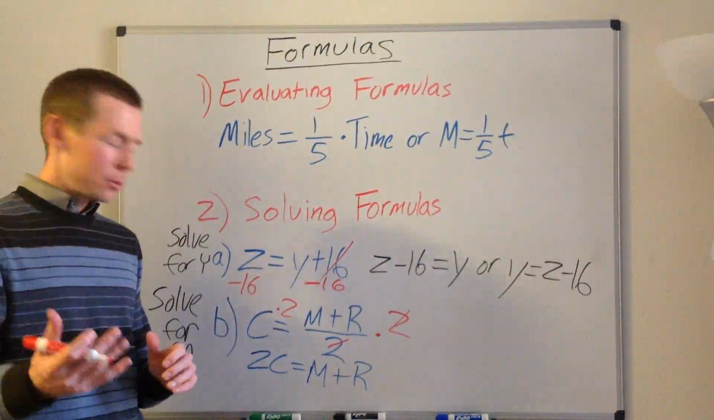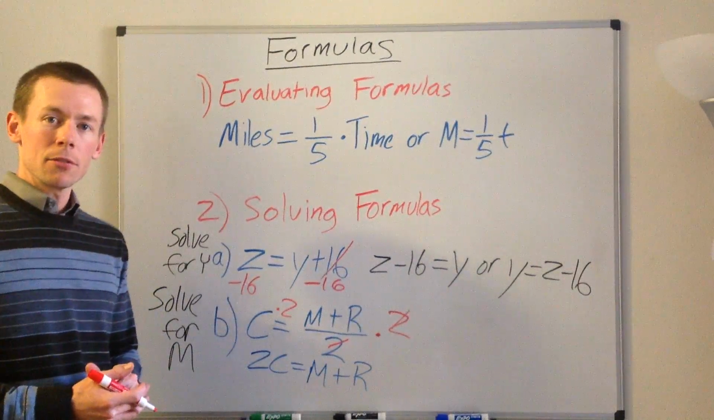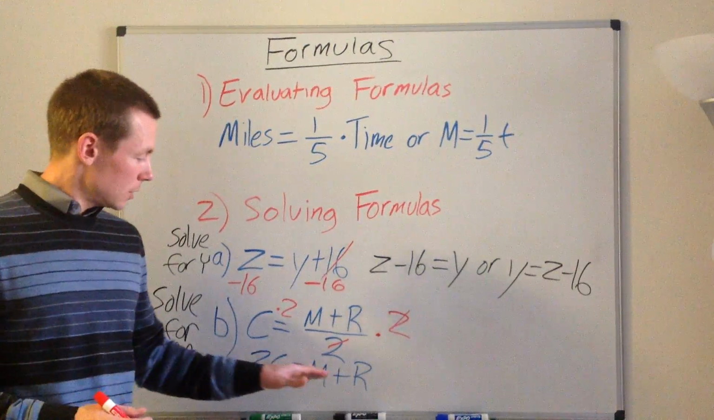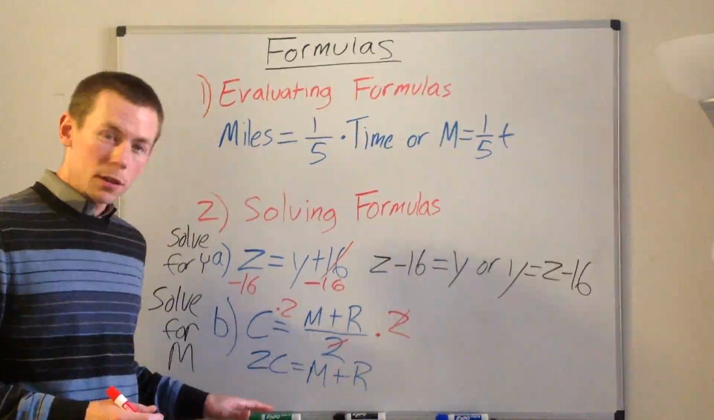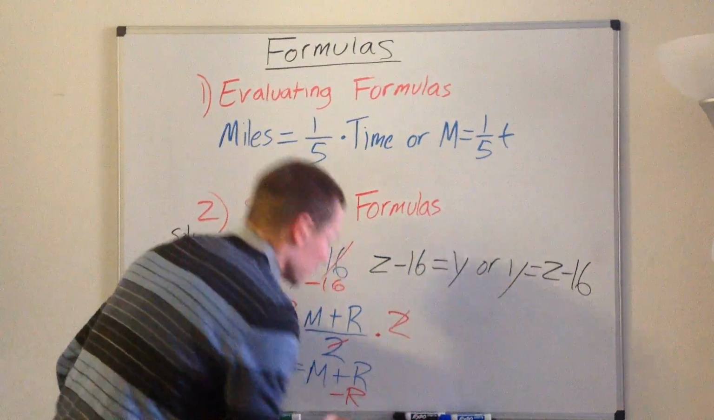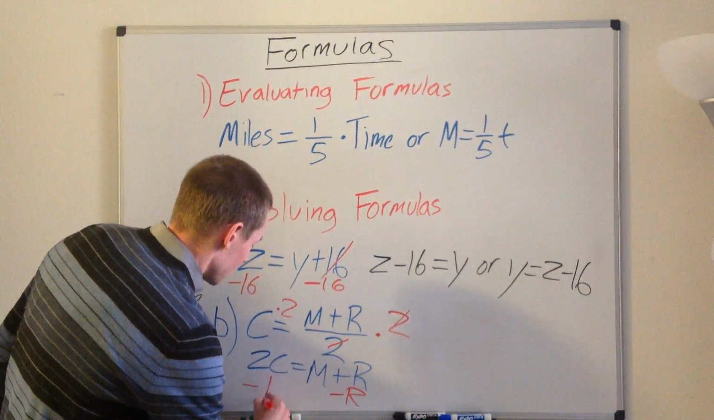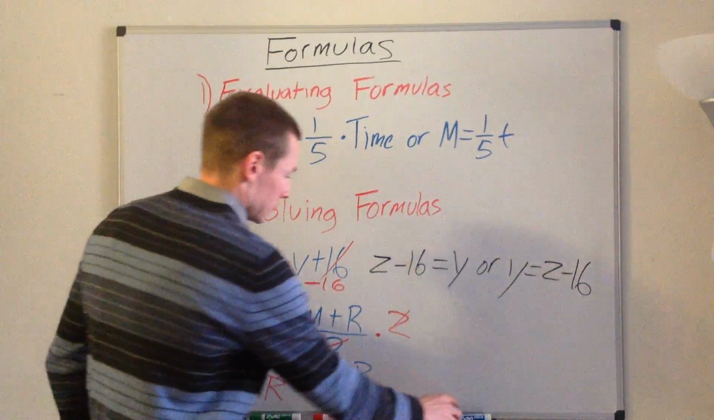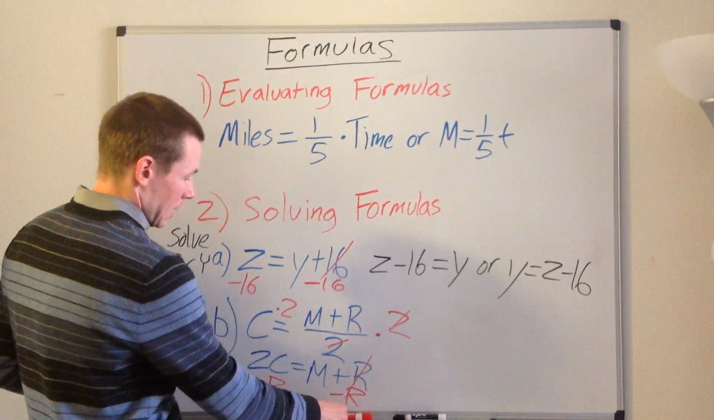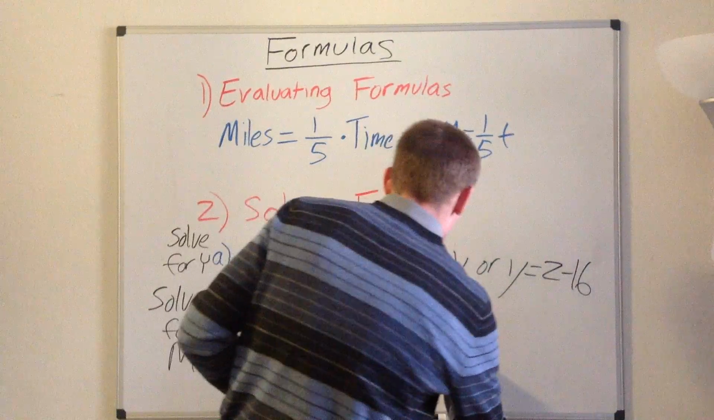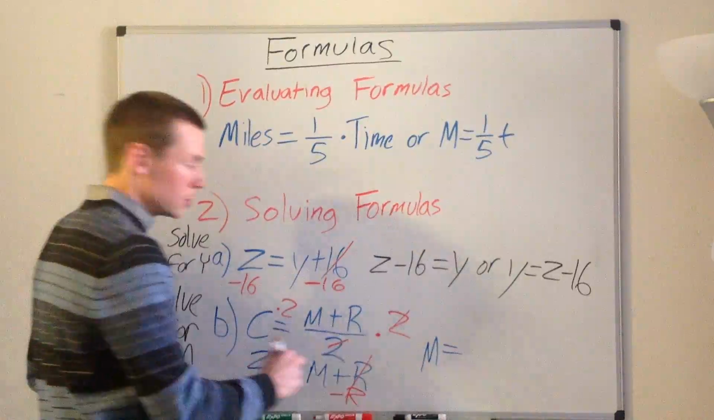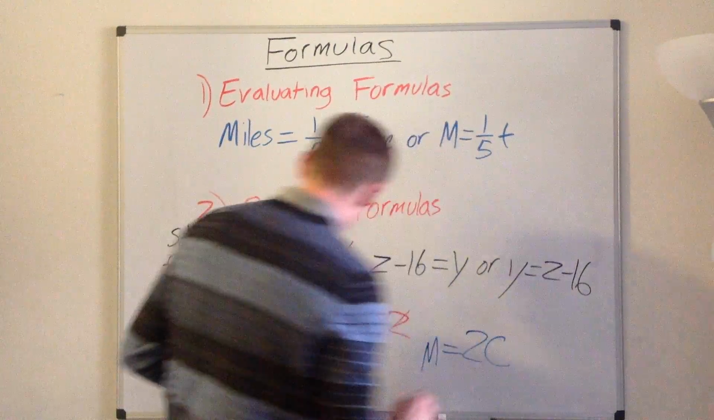Now, what's the final step to get m by itself? Think about that for a second. Okay, we need to get rid of this r on this side and move it to the other side, so we'll do that by subtracting r on both sides. So what we're left with now is m on one side, and over here we have 2 times c, 2c, and then we have minus r.